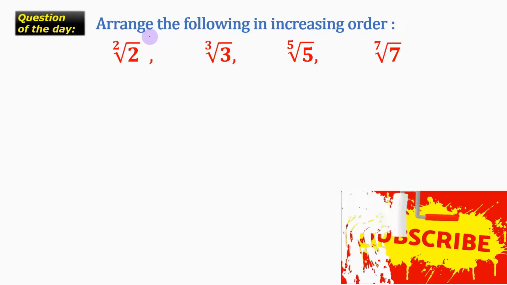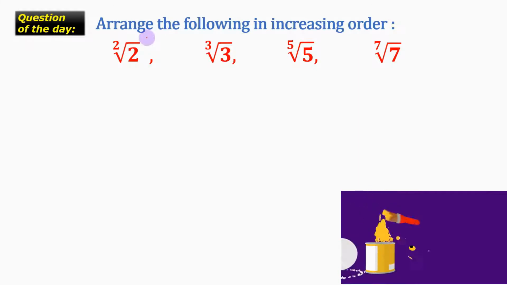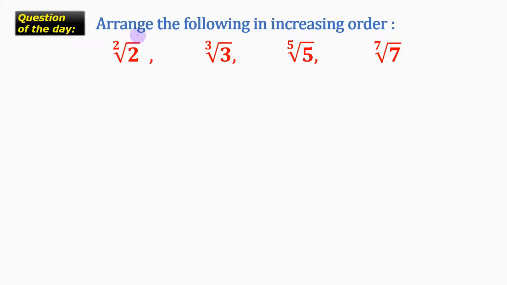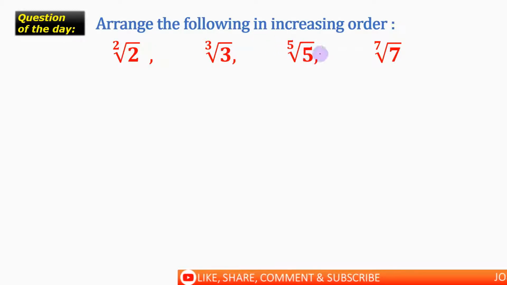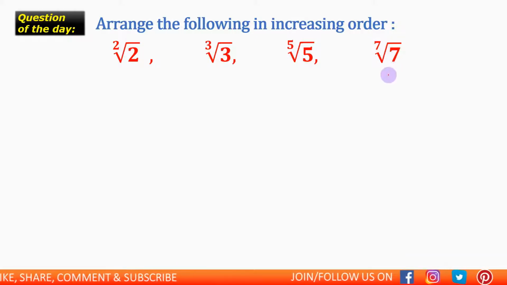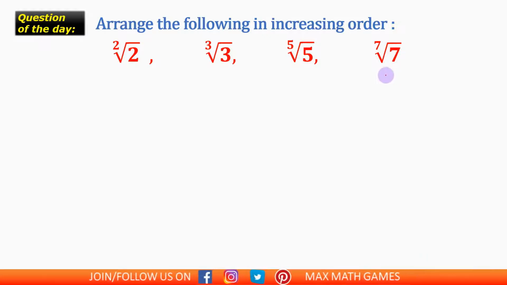In this lecture, we will be continuing with the previous class. We will be solving a similar problem to the one solved in the previous video, but the method of solving will be completely different. The question is: arrange the following in increasing order: 2 to the power 1 by 2, 3 to the power 1 by 3, fifth root of 5 and seventh root of 7. Pause the video if you want to give this question a try, and then resume the video when you want to check out the solution.